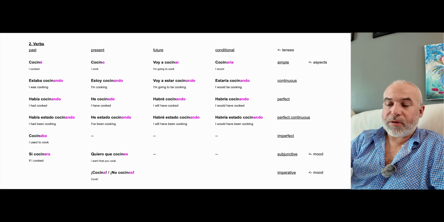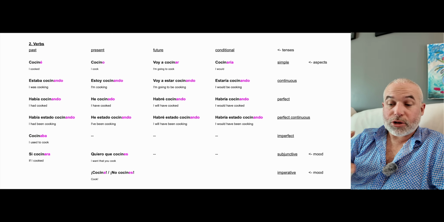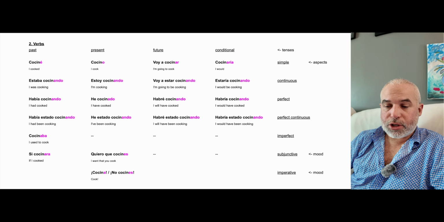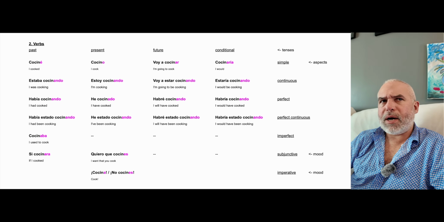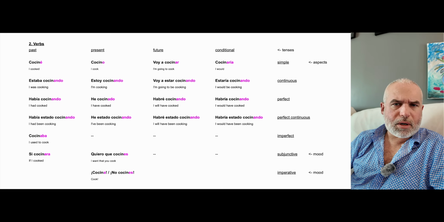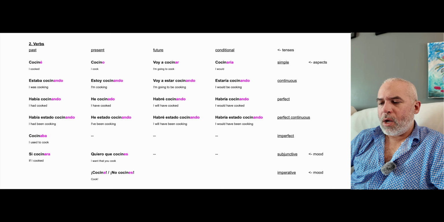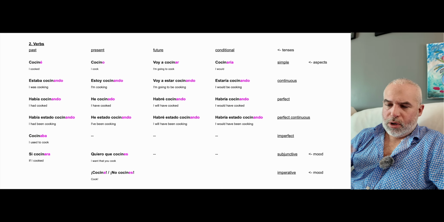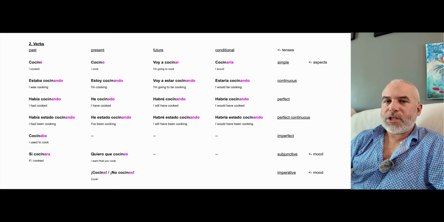Cocinaba, that's called the imperfect aspect. Past, and there's only past there. So I used to do this. Used to cook all the time. Antes means before, back in the day. Antes cocinaba mucho, okay?